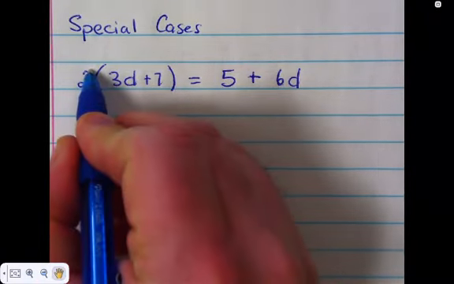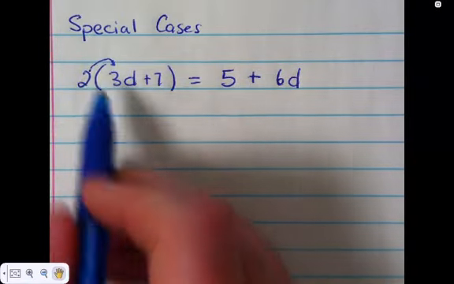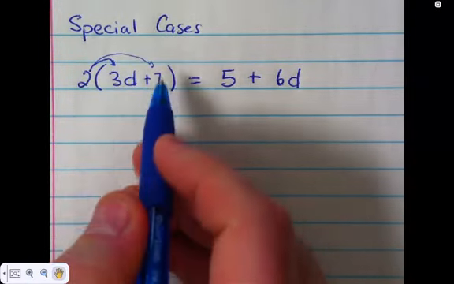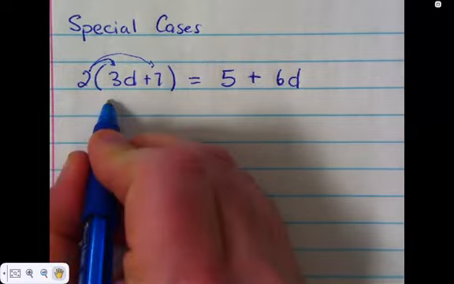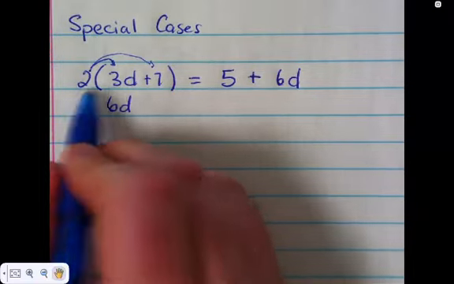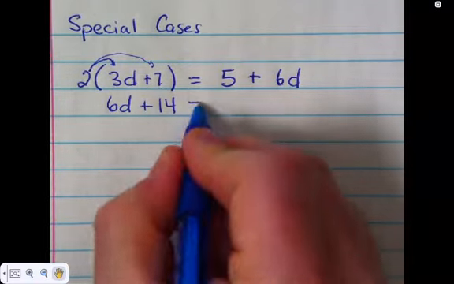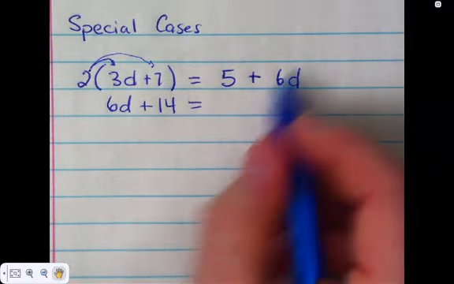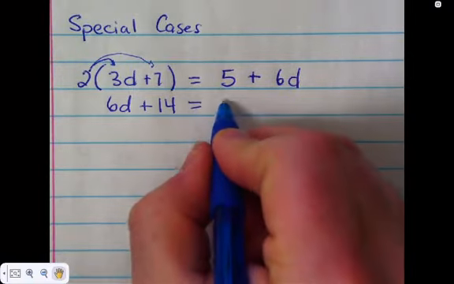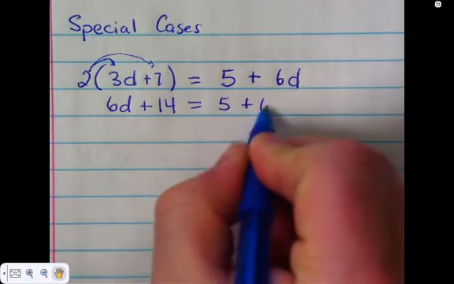So what we need to do is we need to take the 2 and multiply it to the 3, and then we're going to take this 2 and multiply it to the 7. So when we do that, 2 times 3 is 6, so we get 6d, and then 2 times 7 is 14, and it's a positive 14, so we'll put plus 14. There's nothing to do on the right-hand side because there's no parentheses, so there's no distribution at all. So I'll just bring that down to 5 plus 6d.